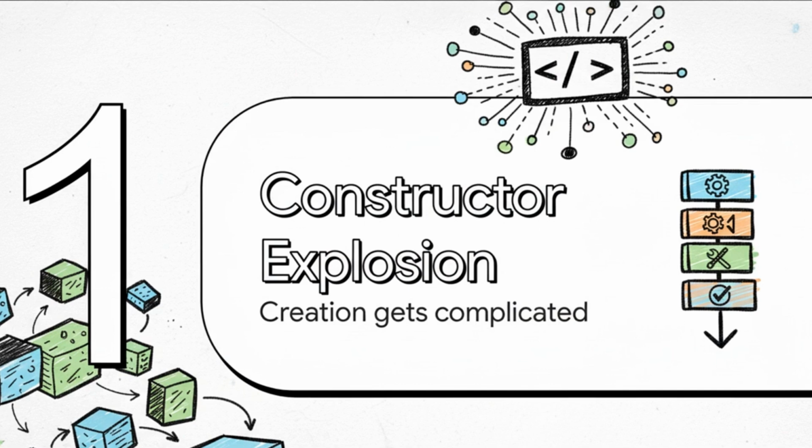And that problem actually has a name that perfectly captures the chaos: constructor explosion. It's what happens when creating a single object, like a customizable travel package, just becomes overwhelmingly complex because of all the possible options you're trying to handle.